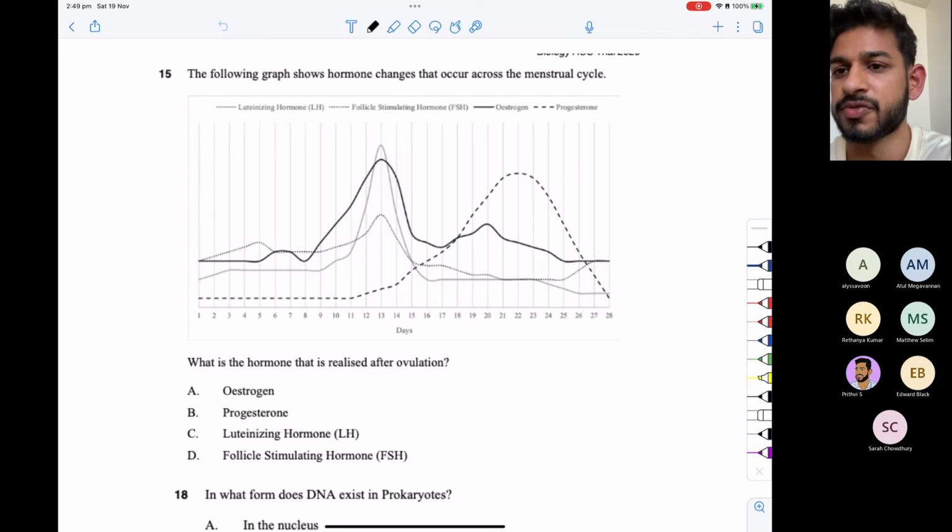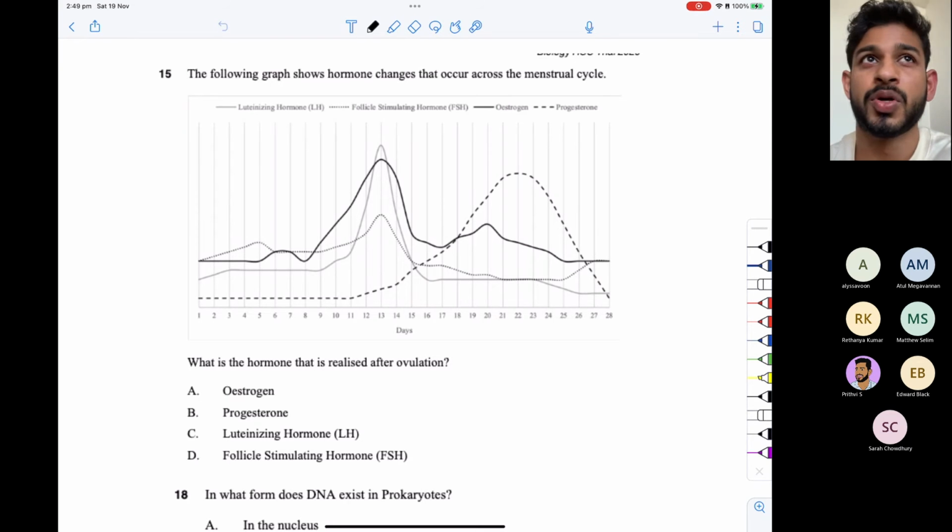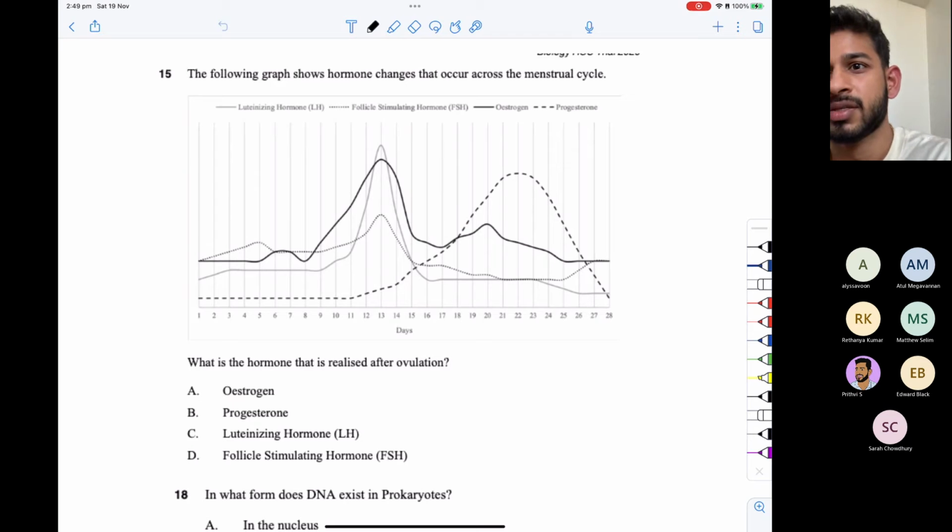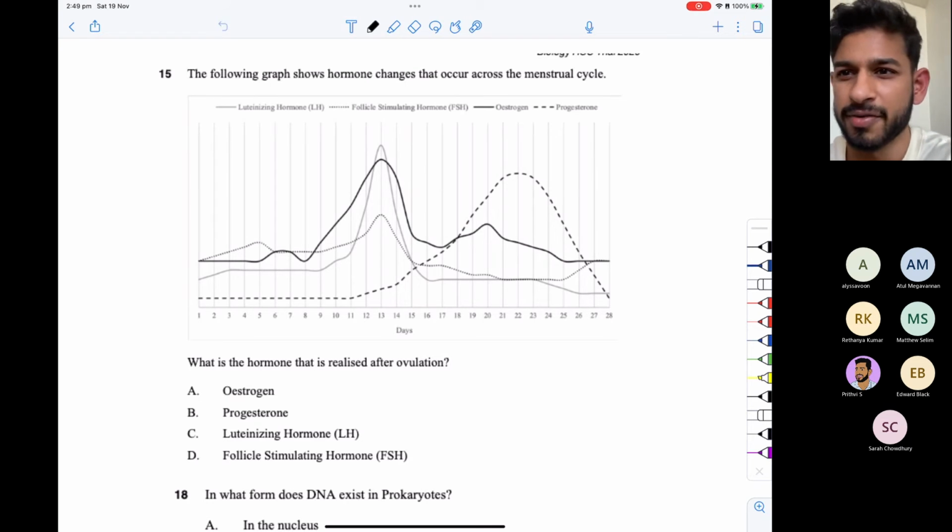The wording of this question is funky. I know some of you might be thinking, I know a hormone that causes ovulation. Why are they asking about a hormone that's released after ovulation? So really think about this. And the other wording thing is that they ask you, what is a hormone that's realized after ovulation? I think they mean to say released. So think really hard about this. The wording of the question is so important, guys. All right.